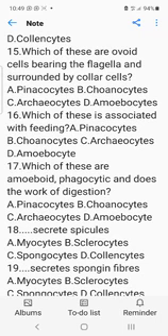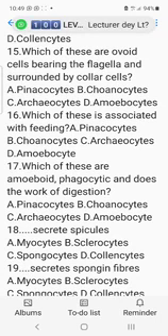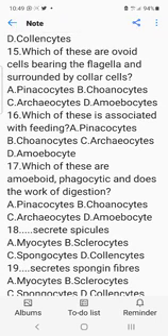Which of these are ovoid cells bearing the flagella and surrounded by collar cells? Is it the pinacocyte? Is it the choanocyte? Is it the archaeocyte or the amoebocyte? Whenever you hear the word collar cells, they are associated with the choanocyte. So the answer is B. Number 16. Which of these is associated with feeding?